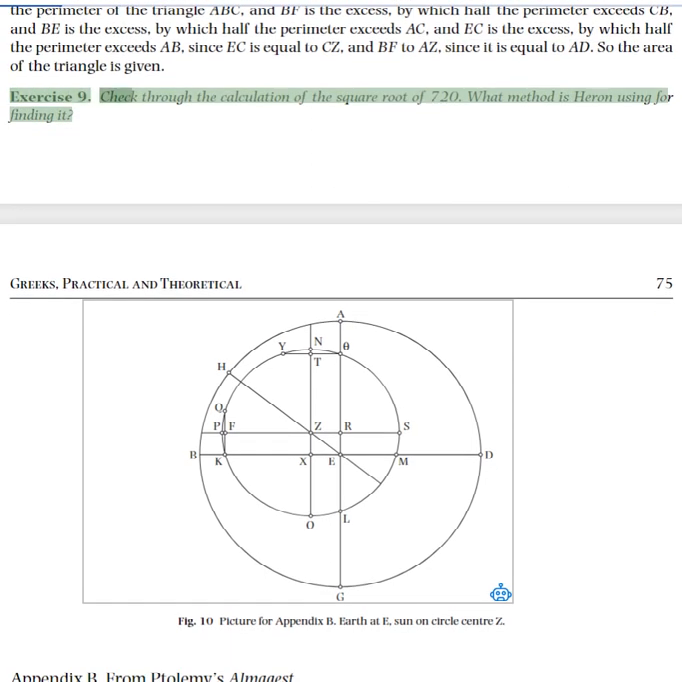Exercise 9. Check through the calculation of the square root of 720. What method is Heron using for finding it?